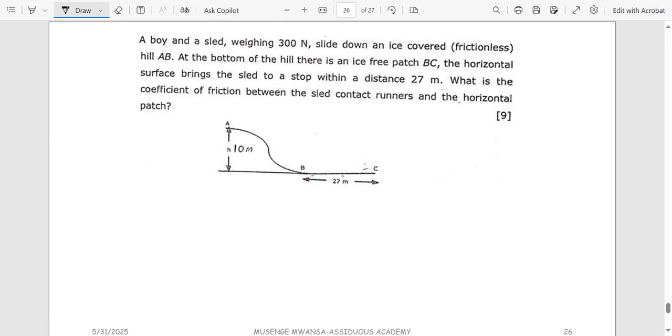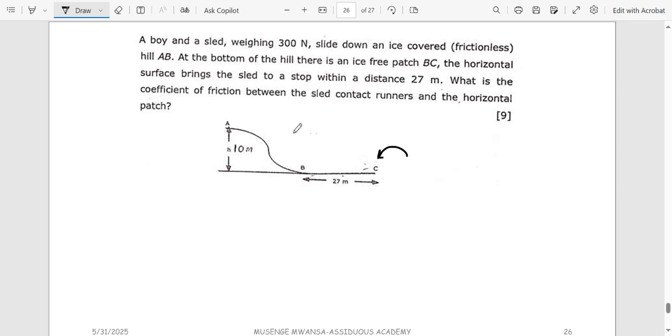A boy and a sled weighing 300 newtons slide down an ice covered, and this is frictionless, hill AB from the top to the bottom. At the bottom of the hill, there is an ice-free patch BC. The horizontal surface brings the sled to a stop within a distance of 27 meters. So by the time you are reaching here, you stop moving.